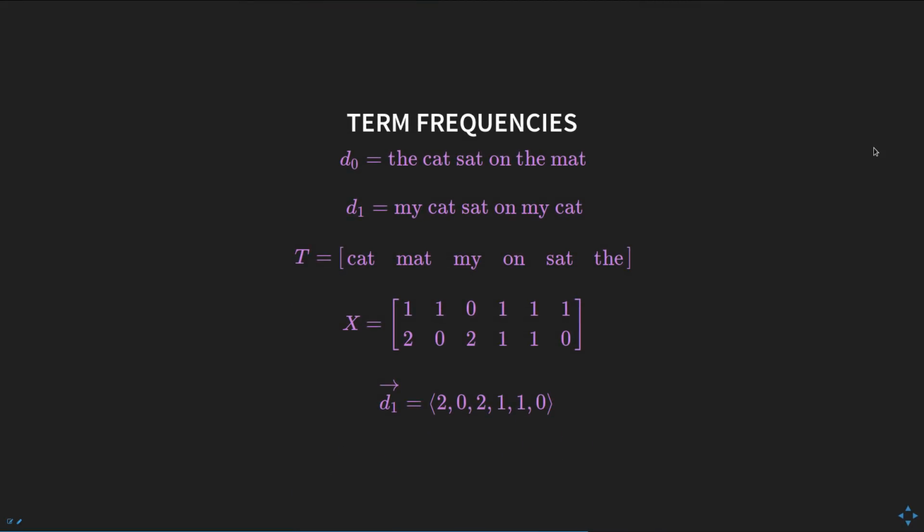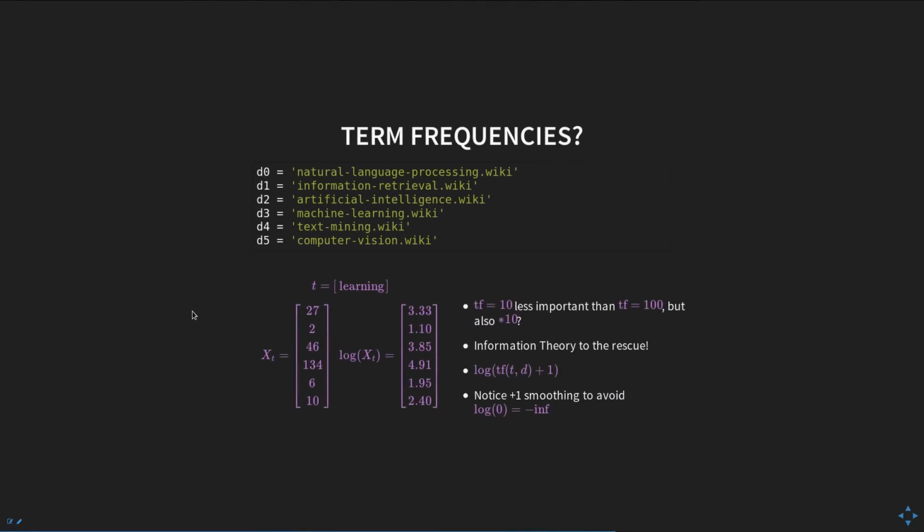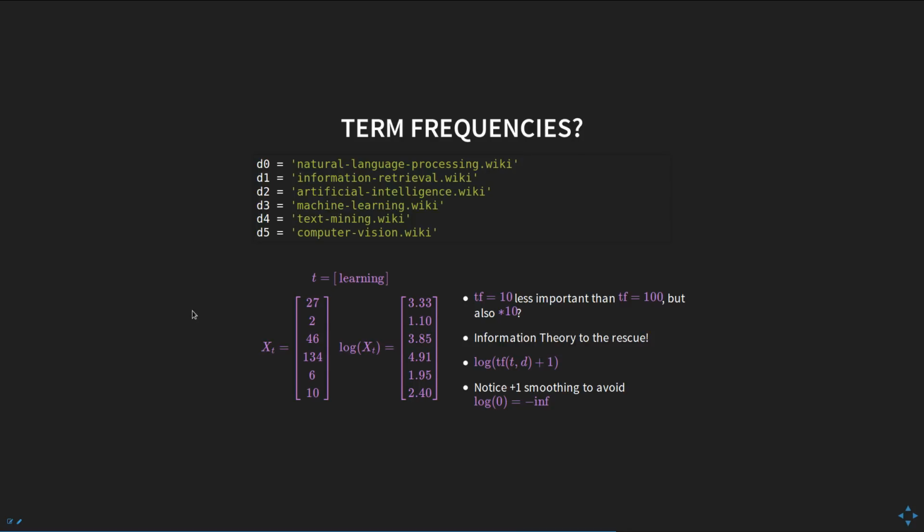So just to very quickly give an example, given the two documents that we had before, the cat sat on the mat and my cat sat on my cat, rather than having this 1-0 representation, when a word occurs multiple times, we actually have the number of times that it occurs within the matrix. So cat occurs 2 times in D1, so therefore there's 2 2's here, and then the vector of document 1 looks like 2, 0, 2, 1, 1, 0, exactly the same as this one. So pretty straightforward.